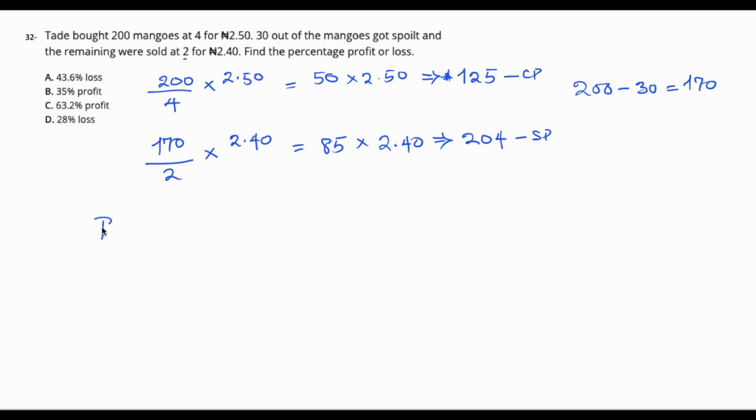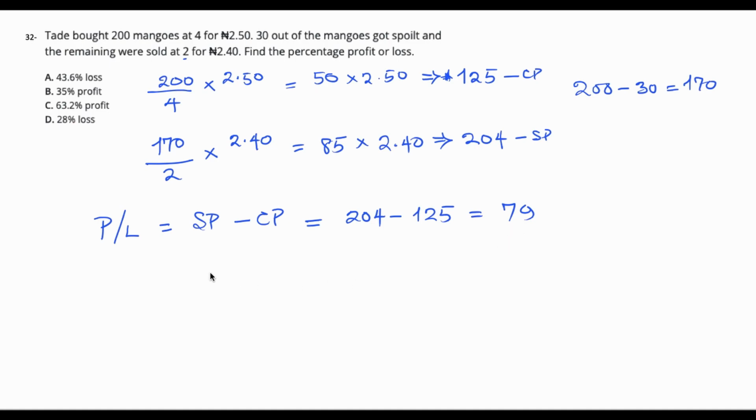Now we know that profit or loss is equal to the selling price minus the cost price. And that's equal to 204 minus 125. So his profit is 79. If he had made a loss, this would have been a negative number. So now we know he made a profit.